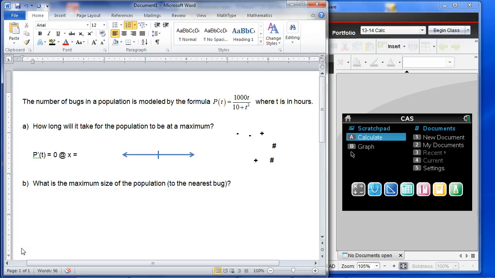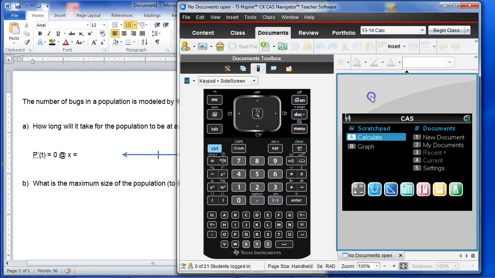The problem states the number of bugs in a population is modeled by the formula P of t equals 1000 t over the quantity 10 plus t squared, where t is in hours. We are asked to find the time it takes for the population to be a max and the maximum size of the population to the nearest bug. So we're going to go ahead and use the TI-Nspire to help us out with this.